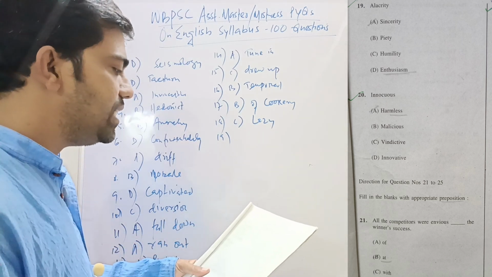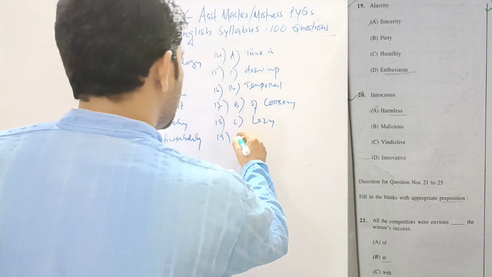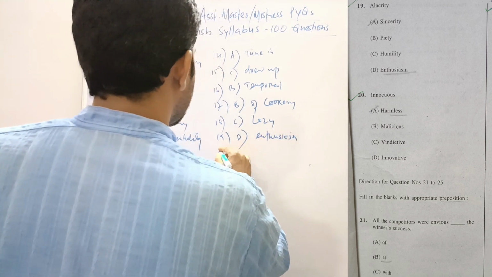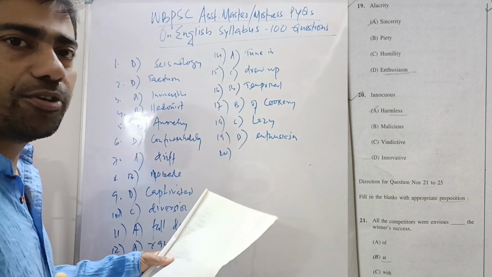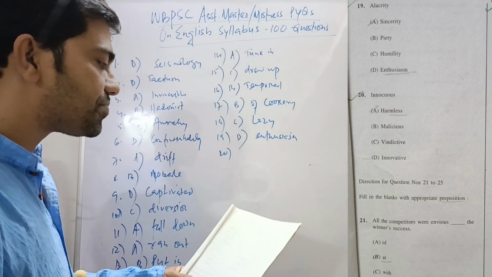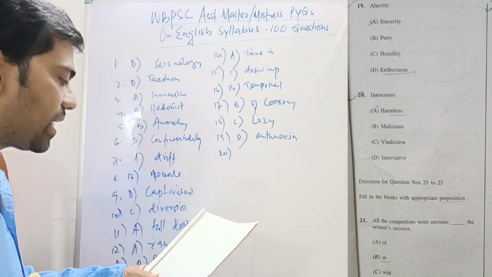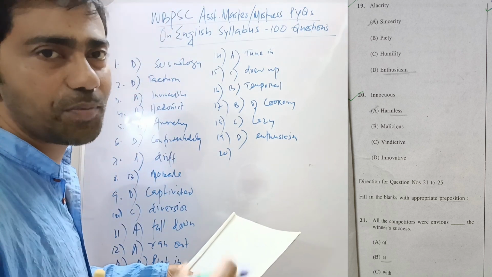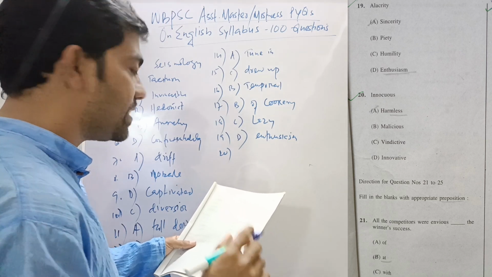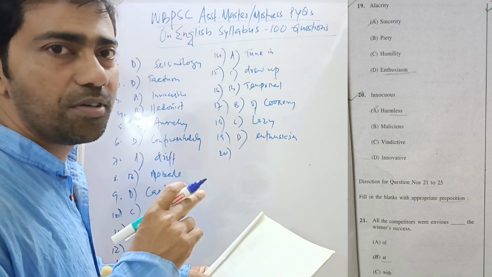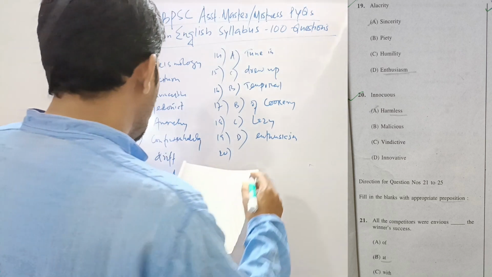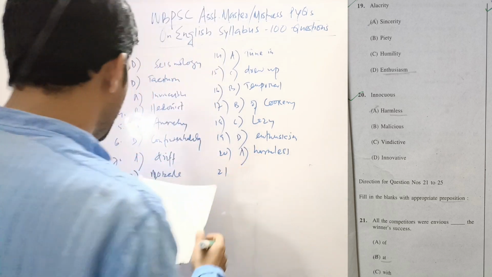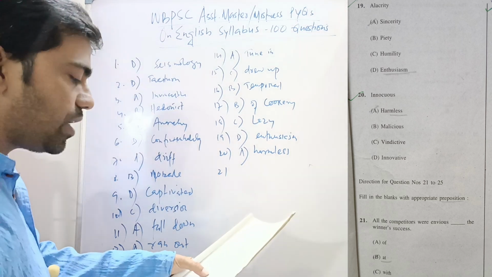Alacrity. Alacrity is what? Enthusiasm. D number. With enthusiasm, with a very good mood. All right, very jolly type. So alacrity. Innocuous. Innocuous is a very common word, very important from the perspective of competitive exams. In CGL this word is very common. Innocuous. Harmless. A number. Harmless.